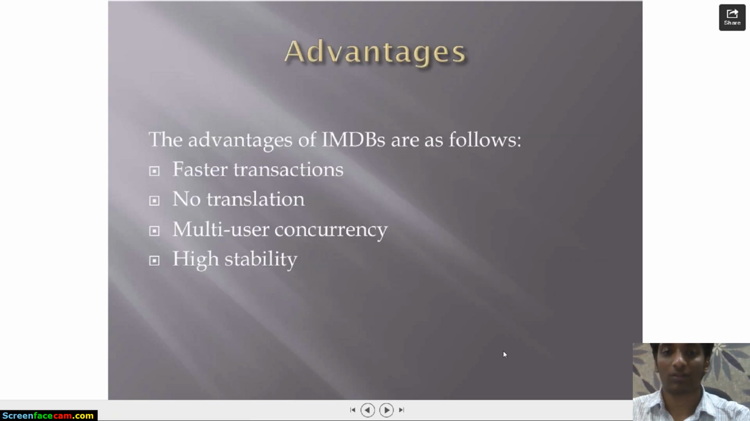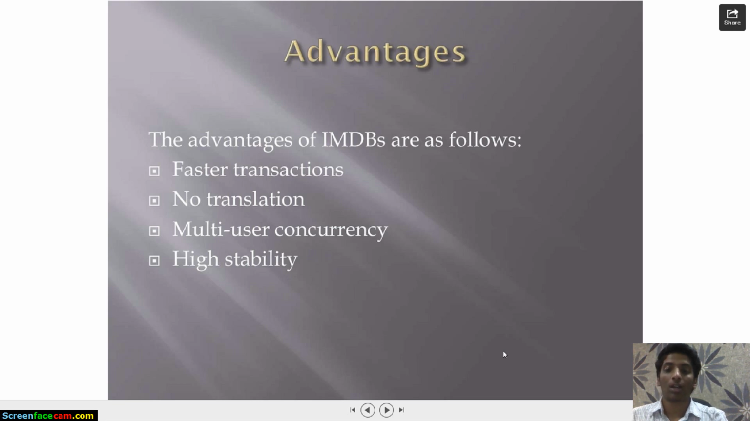Coming to the advantages of IMDBs, they are as follows. The transactions are faster, and the translations are fewer, that is, from the way the query is being processed, the translations involved are all reduced. As we will see in the coming slides, the column store database makes things simpler. Multi-user concurrency, so a number of users at a time can access the database without any glitches in between.